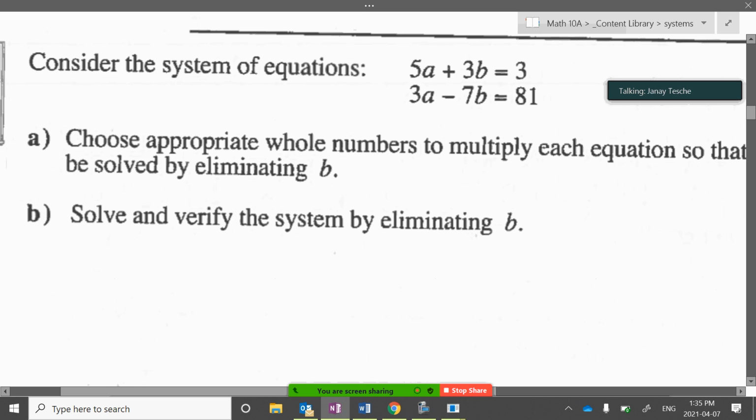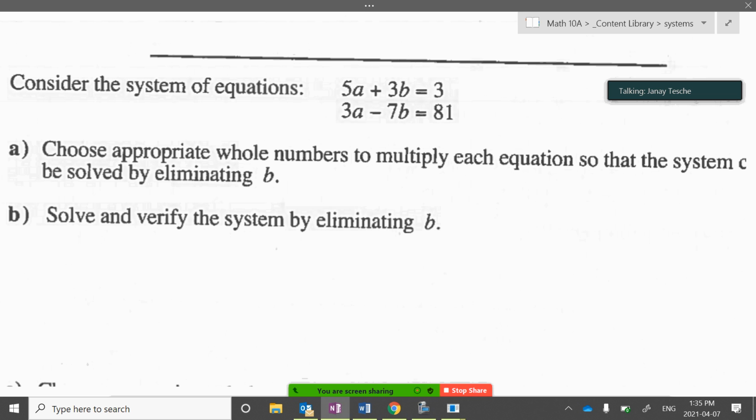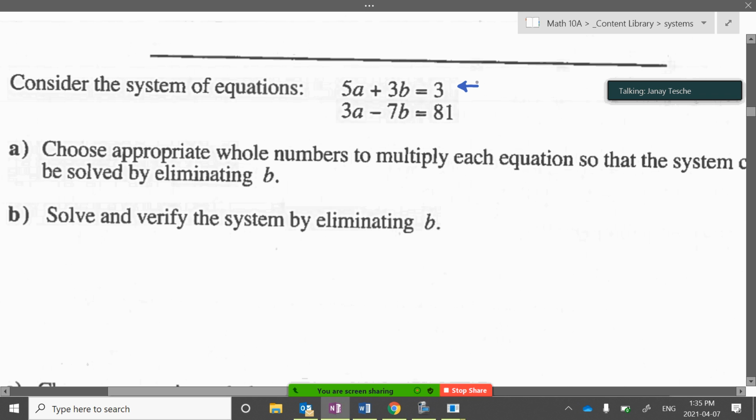Okay, let's look at this next system. So I have 5a plus 3b equals 3, and 3a and 7b. So none of my coefficients are the same. Which one do you want to cancel out, a or b? A. Okay, so if I want to cancel out a, what's the easiest number I can get to make them the same? 15. Good. So my first equation, we're going to multiply by 3. My second equation, I'm going to multiply by 5.